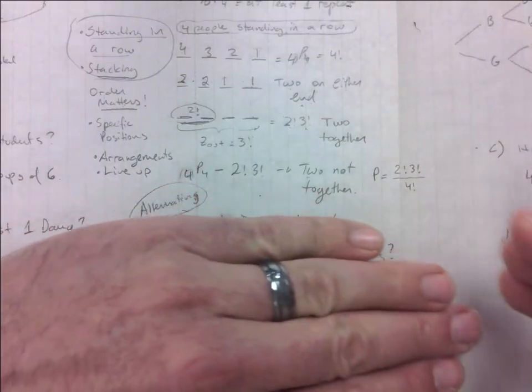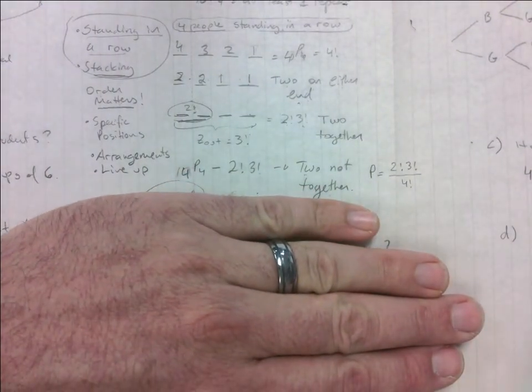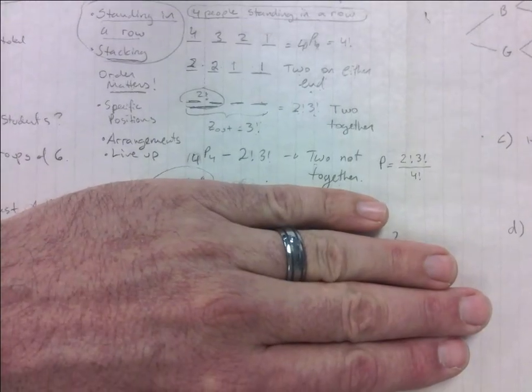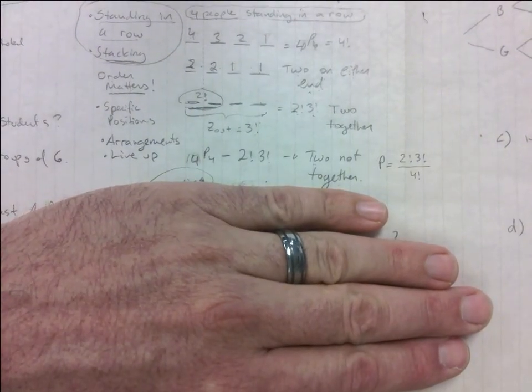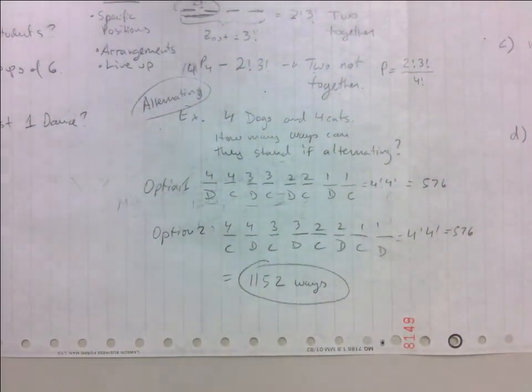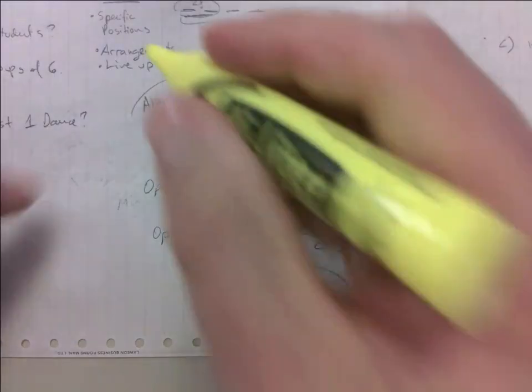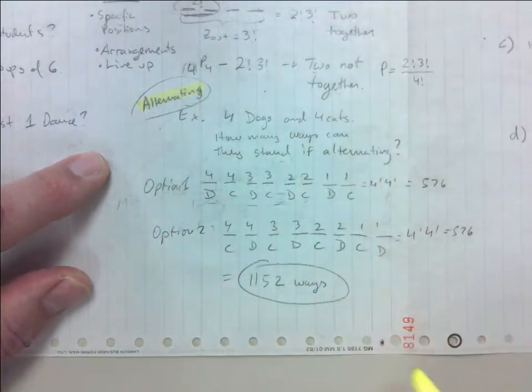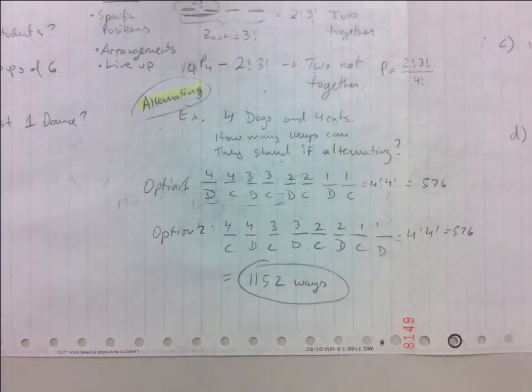I want to add a layer to this that I don't think came up in class, but here it is. Alternating. So this is new. If you're watching this, good on you. I don't think it's a stretch to do this, okay?